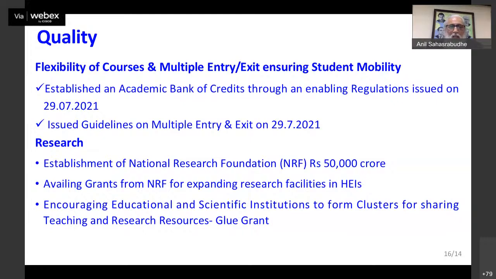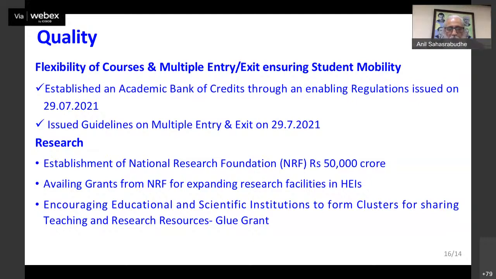Of course, the MOOC platform we are allowing because it's all done by very good teachers from the best institutions in the country. But when we open it to all the institutions, there are challenges. We must address them. I have already talked about the National Research Foundation. Availing grants from this is very important for developing the research culture.